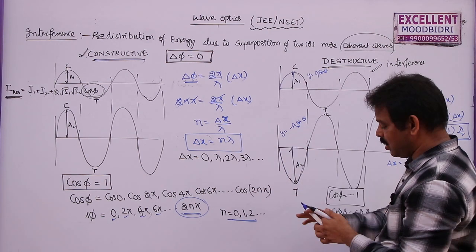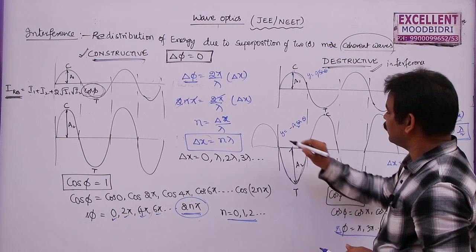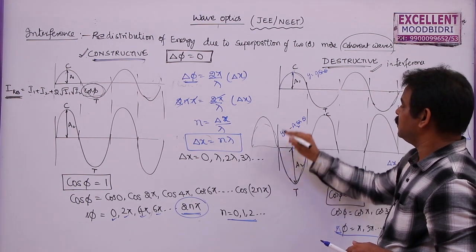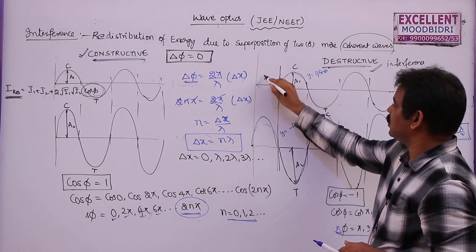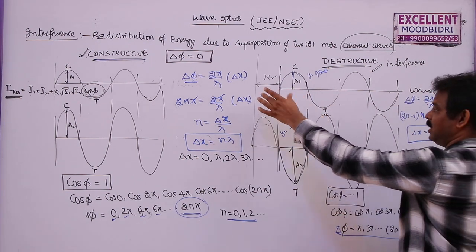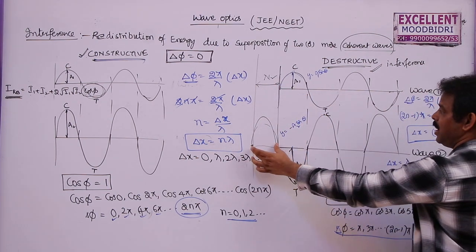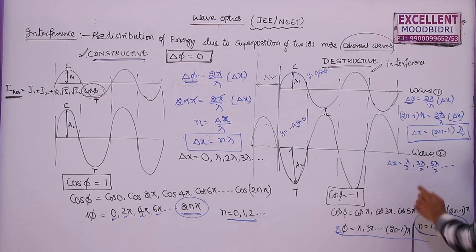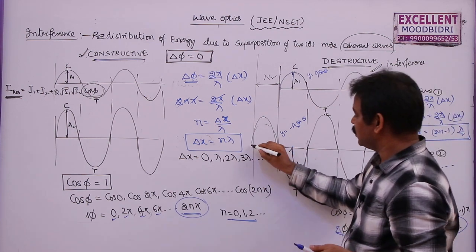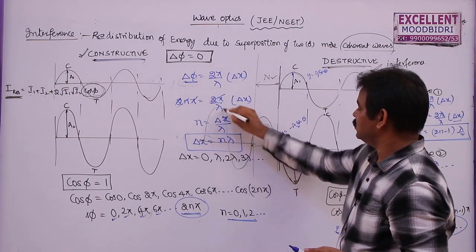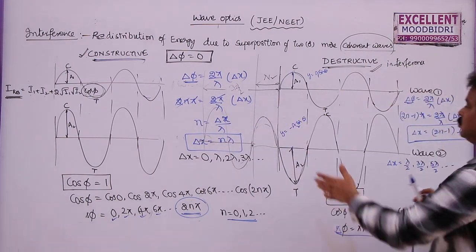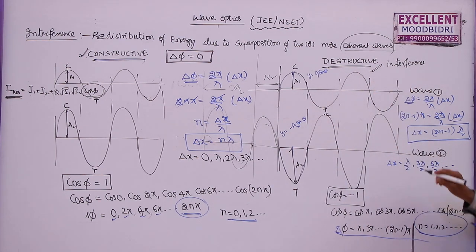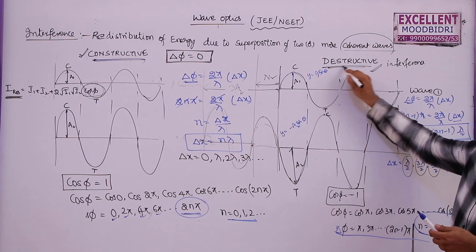But here the actual wave is not starting here; it is starting somewhere here. So what is the difference between the starting points of these two? In this diagram you can see this is exactly equal to lambda by 2. If the wave is starting somewhere in between, this is lambda plus lambda by 2, total 3 lambda by 2, then also these two will undergo destructive interference. So if the path difference is lambda by 2, 3 lambda by 2, 5 lambda by 2 and so on, then destructive interference will take place.